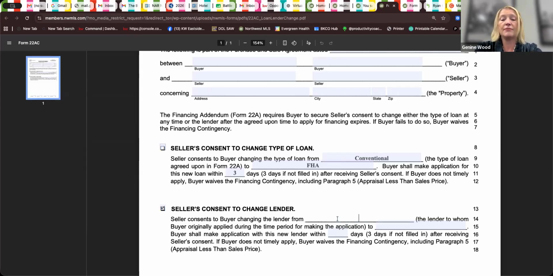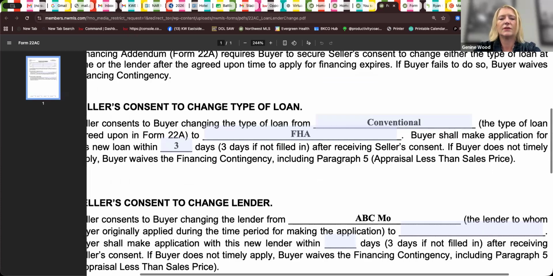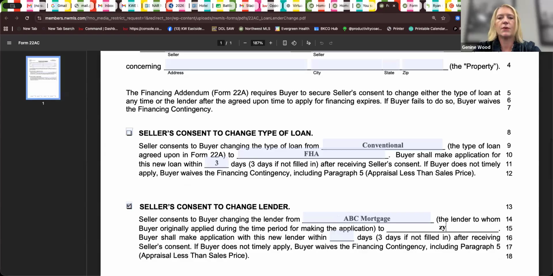Or they want to change lenders, or maybe they want to do both. They want to change from ABC Mortgage to XYZ Mortgage. And they have 3 days, or whatever time period you put in there, to make that change. They're going to know when they need to make changes and how they need to make changes. I know we're trying to protect our buyers, but it's also best that you keep them moving, because we're approaching a closing date and the seller does not have to agree to extend our closing date.